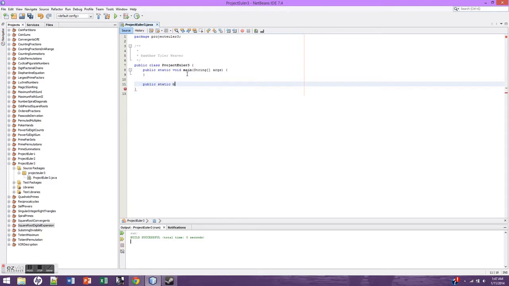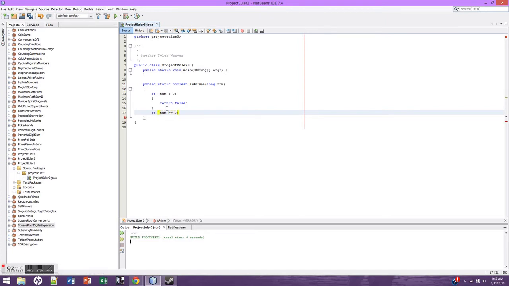So how are we going to test if a number is prime? Well, if num is less than 2, it's not prime, so we want to return false because 1 is a unit. If num equals 2, return true because 2 is prime. If num modulus 2 equals 0, that means it's even, and if it's even, it's definitely not prime.